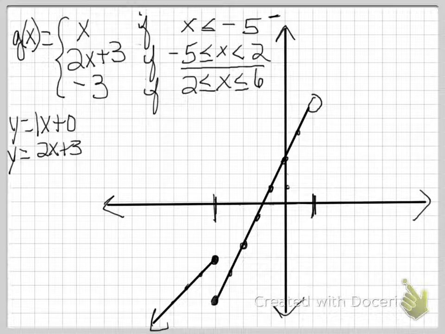Because -5 is included. The very last one, that's y equals -3, which is the horizontal line at -3, and it's between 2 and 6. So here's one border, 2, and here's the other border, 6. And it's a horizontal line at -3. And there's both included, so it'll be a closed circle at both of them.